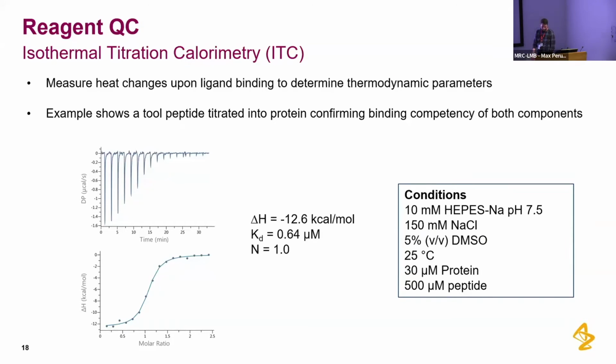We can fit that data and determine the parameters for it. And it came out with a KD of 600 nanomolar, which was consistent with the literature. And we had an N value, or stoichiometry, of 1, which tells us that the protein reagent we have, assuming the peptide concentration is accurate, is completely competent for binding because we expect it to be a one-to-one interaction. So this was good data because it allowed us to use that tool peptide with confidence to help develop other assays.